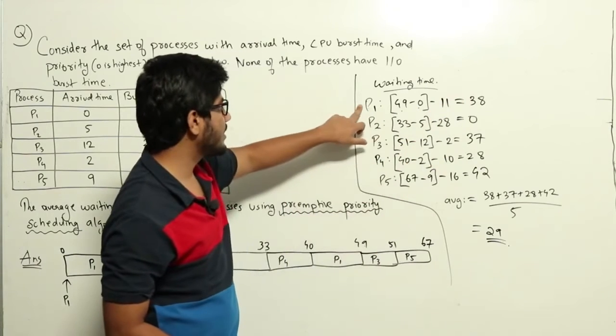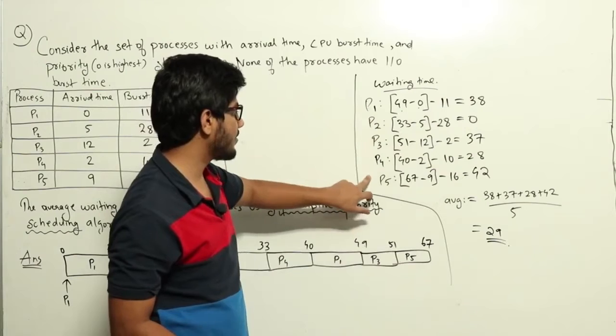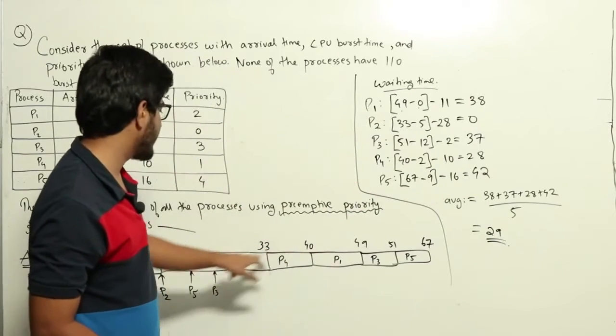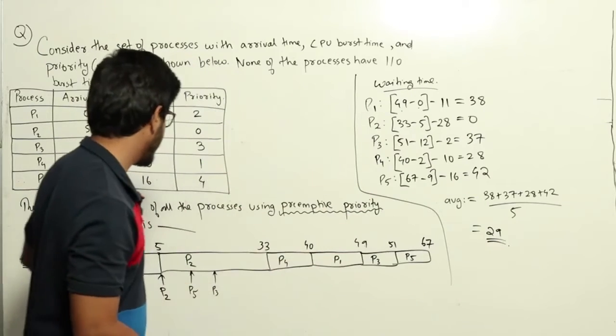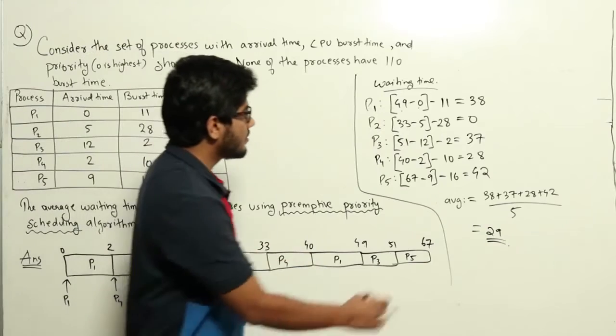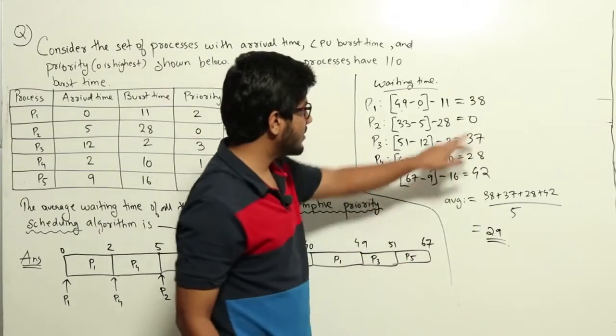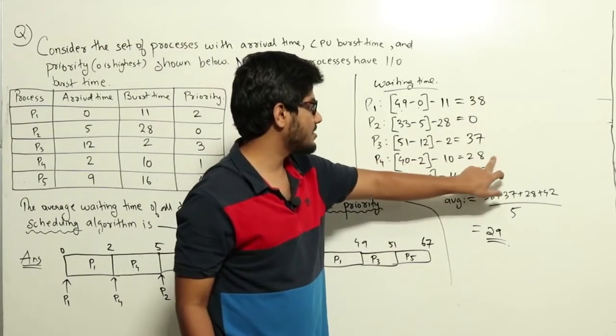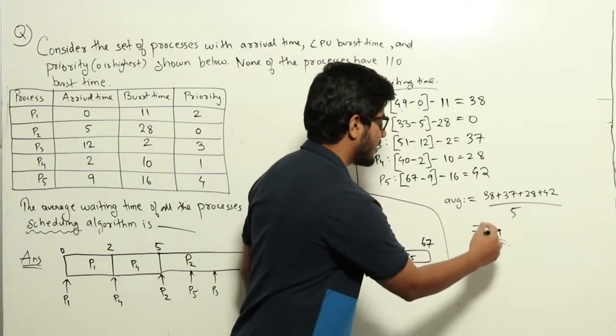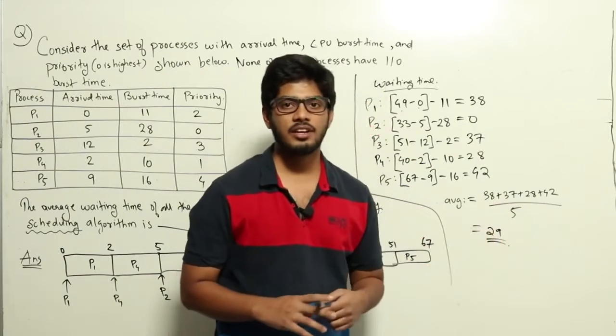Similarly, I have calculated the waiting time for P2, P3, P4 and P5 based on this table and whatever value I can see in the chart drawn here. So average waiting time is 38 plus 0 plus 37 plus 28 plus 42 divided by 5. That will give you 29. 29 is the answer.